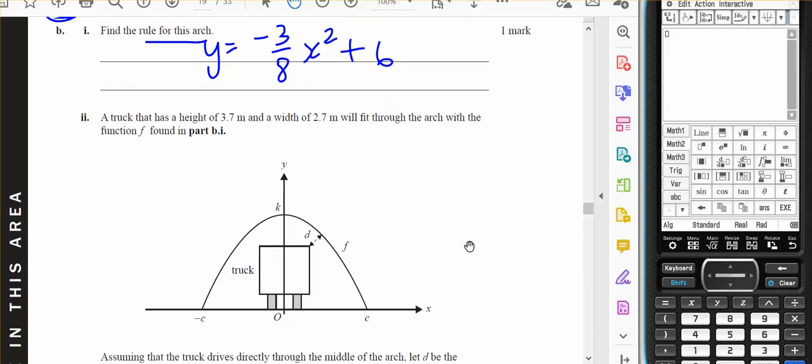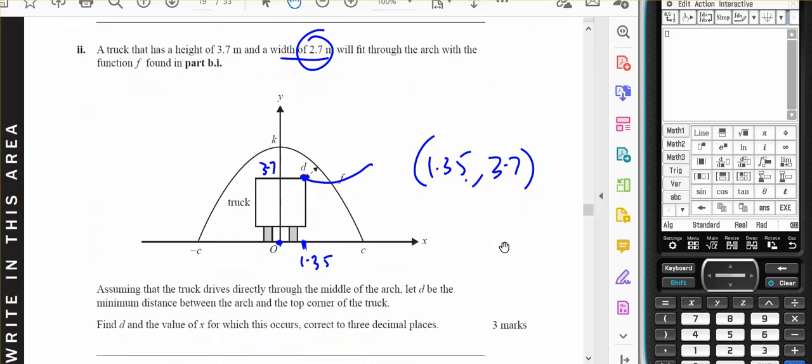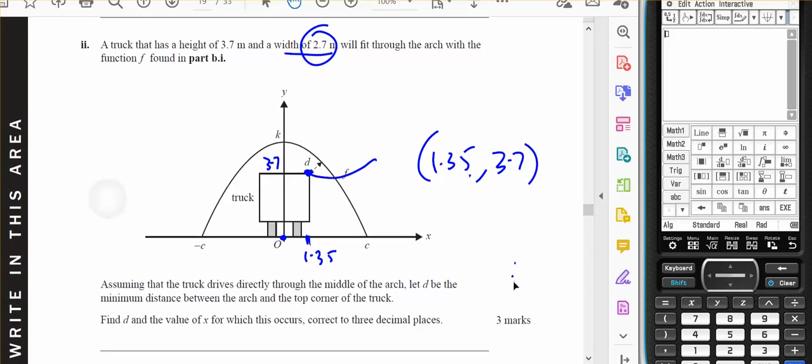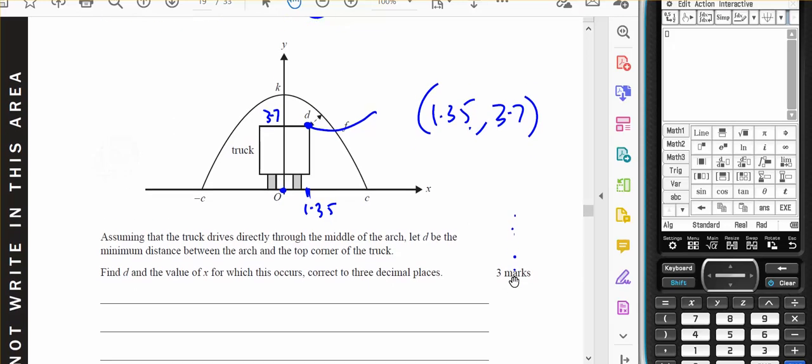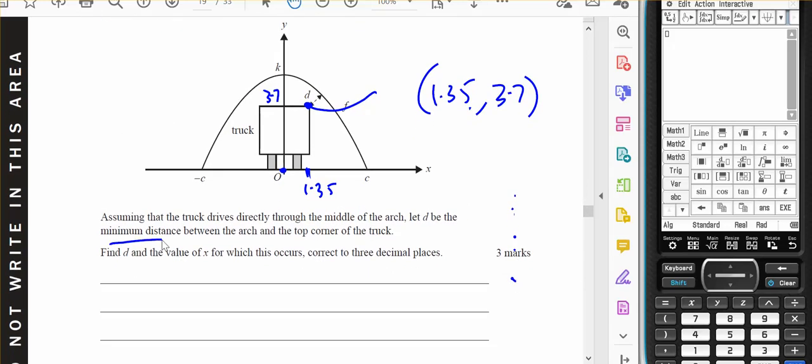Okay, a truck has a height of 3.7, so that is 3.7, and has a width of 2.7, so since we're symmetrical, that's 1.35. So this point here is 1.35, a half of 2.7, and 3.7. Assuming the truck drives, find d, the value of x for which this occurs, to 3 decimal places. So I want to find the minimum distance. So d is the distance between this point and this point, which I'm going to call x and minus 3/8 x squared plus 6. So I'm going to say that the minimum distance will be that.